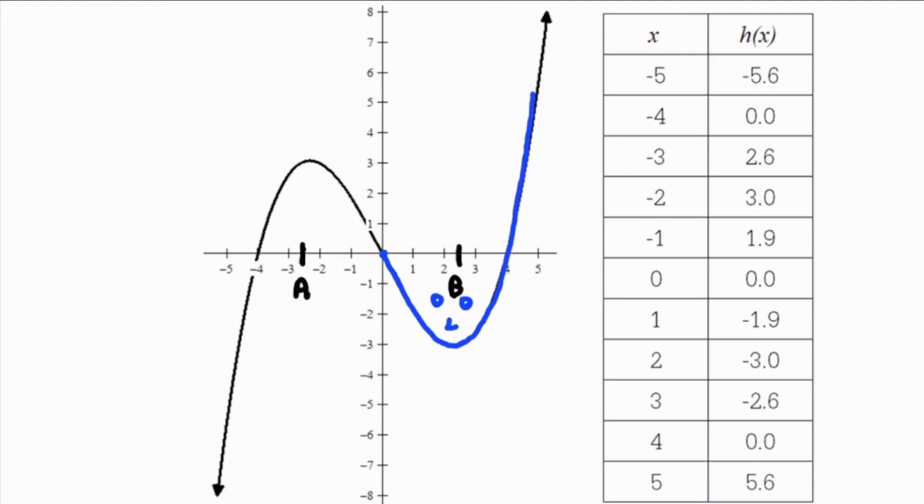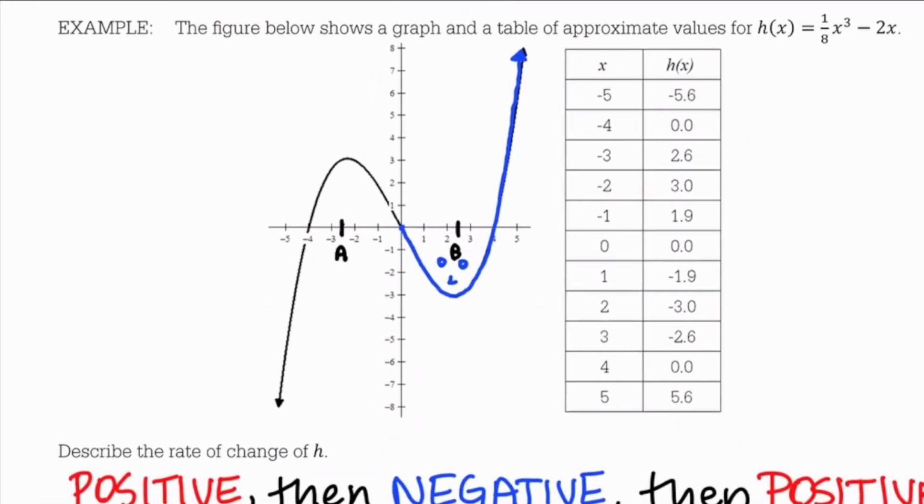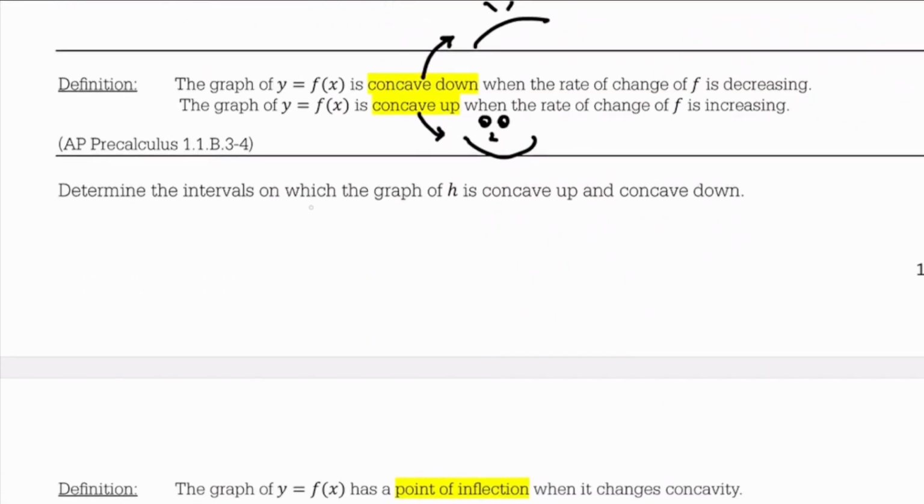So the rates of change are increasing. This is going to be concave up through here. So that's where x is greater than 0. So concave up, that would be x is greater than 0.